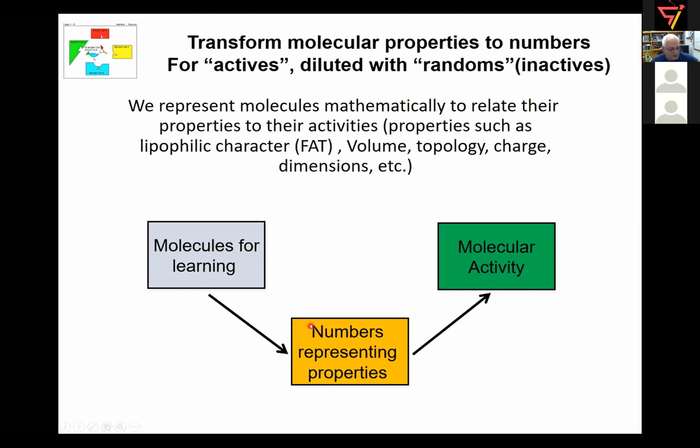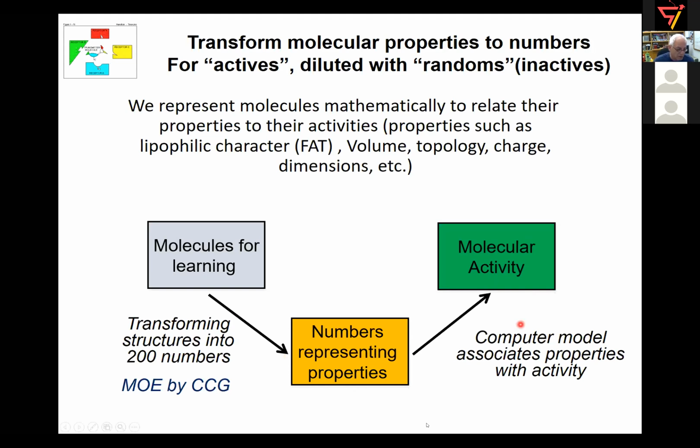The activity of the actives is assigned by 1, and all the rest, most of them, have 0 activity. And then we transform the structure of those molecules to a set of properties. And we use about 200 properties. We use the program called MO by the Canadian Computing Group. And once we have the numbers that represent the properties of each and every molecule, we are trying to build a model that associates between those numbers and the molecular activity. More precisely, which properties are the ones that determine the activity or the inactivity. And that would finally bring us to a computer model which associates the properties with the activity.